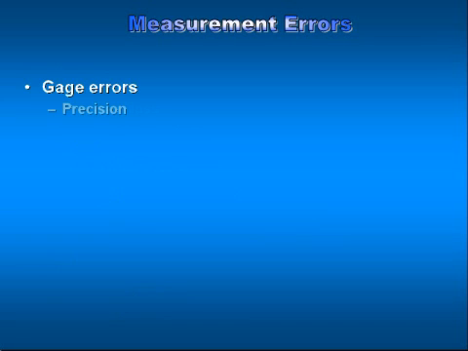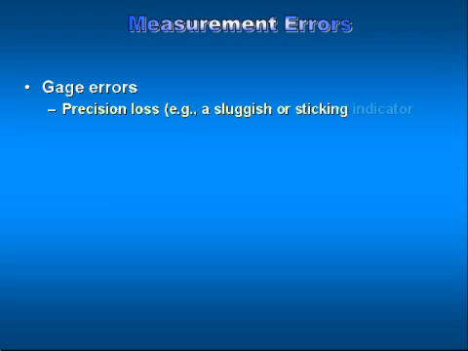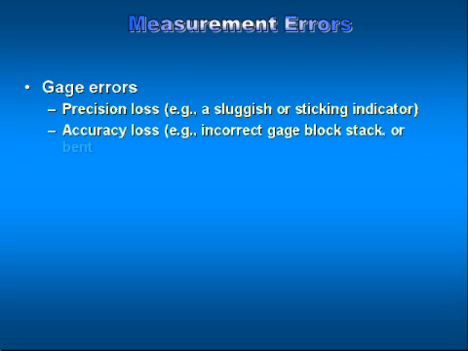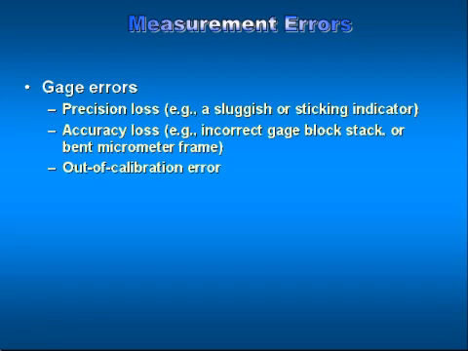Continuing with measurement errors are gauge errors and part errors. Examples of gauge errors are precision loss, accuracy loss, and out-of-calibration errors. An example of precision loss is a sluggish or sticking indicator. An example of an accuracy loss is an incorrect gauge block stack or a bent micrometer frame.